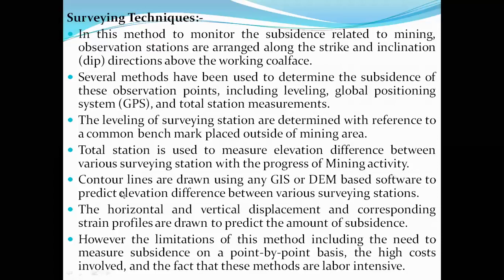How exactly the elevations of those points are varying. Next, contour lines are drawn by feeding the surveying information that we got into GIS software, using which you can determine the digital elevation model, or we can draw the contours of that particular area. Contour lines are drawn using GIS or DEM (digital elevation model) based software, to predict elevation between various surveying stations. Next, the horizontal and vertical displacement and the corresponding strain profiles are drawn to predict the amount of subsidence.